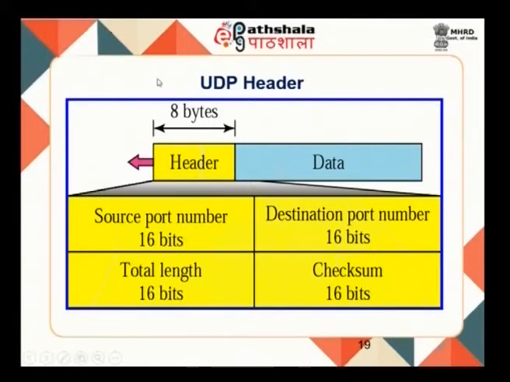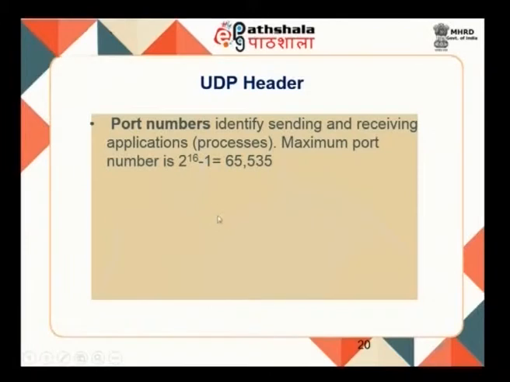So, when an application is using UDP and passes data to the UDP protocol, all that the UDP protocol will do is add this header to the data and send it off to the IP layer. As we saw, the port numbers are 16 bits, therefore, the port number range goes from 0 to 2 to the power of 16 minus 1. So, the maximum port number that you could have will be 65,535.